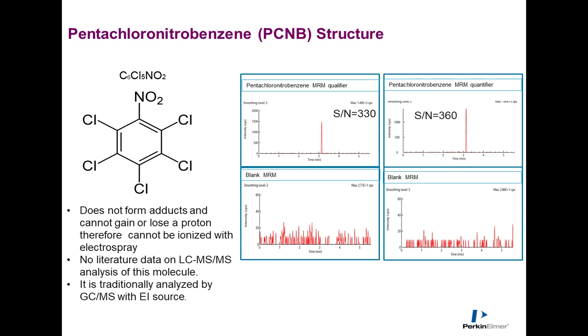And this is also shown with compounds such as pentachloronitrobenzene, or PCNB. As you notice, this molecule does not have any protons or hydrogen atoms on it. So it's very challenging to ionize with traditional ESI. Usually this is done on the GC-MS instrument. But with APCI, we can actually ionize this successfully and quantitate this pesticide in the California list very easily.